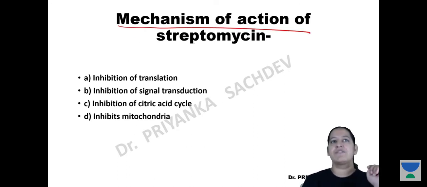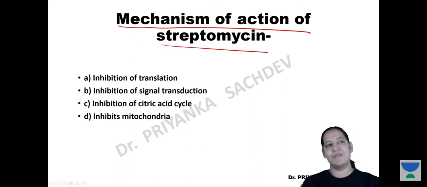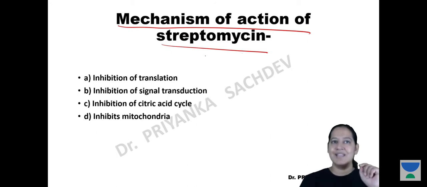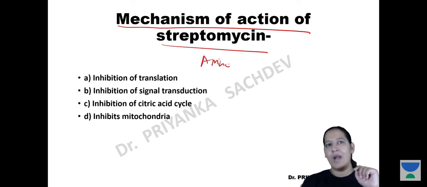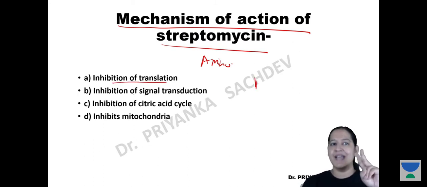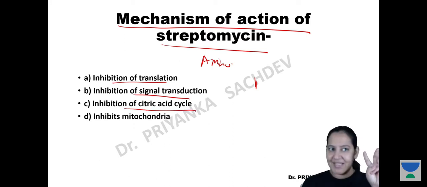Mechanism of action of streptomycin. Who will tell me the mechanism of action of streptomycin? Streptomycin is an aminoglycoside. It inhibits which step? It inhibits step number 1. The options are: it inhibits translation, inhibits signal transduction, inhibits citric acid cycle, or inhibits mitochondria.